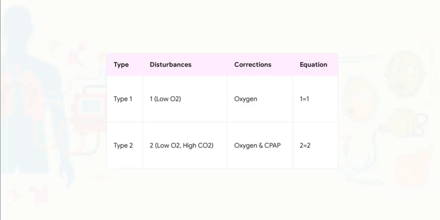So here it is all laid out. Think of this as your ultimate mental anchor. 1 disturbance of low oxygen demands 1 correction of providing oxygen. The equation is 1 equals 1. 2 disturbances of low oxygen and high CO2 demand dual corrections of oxygen and ventilation to blow off the gas. The equation is 2 equals 2. And of course, the golden rule in both scenarios, you always treat the underlying root causes.